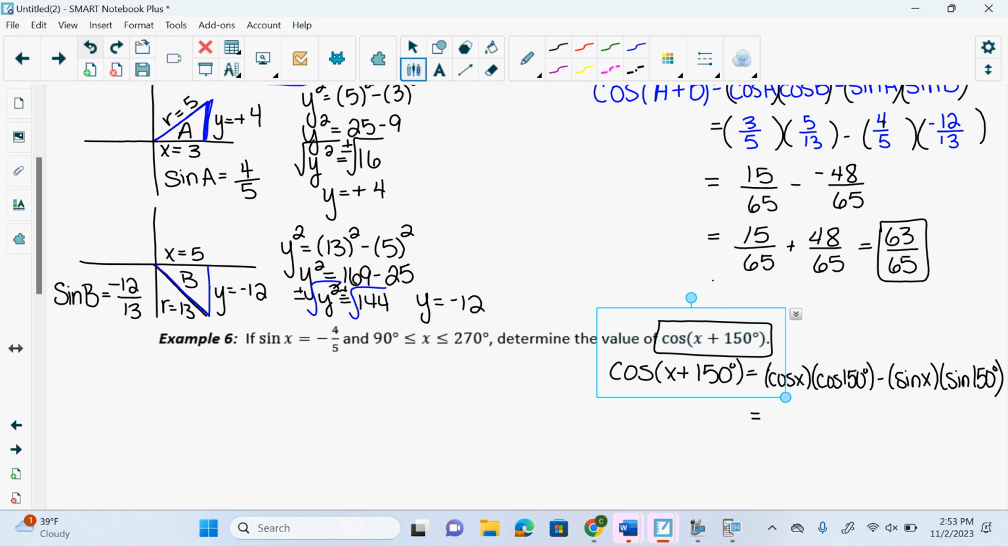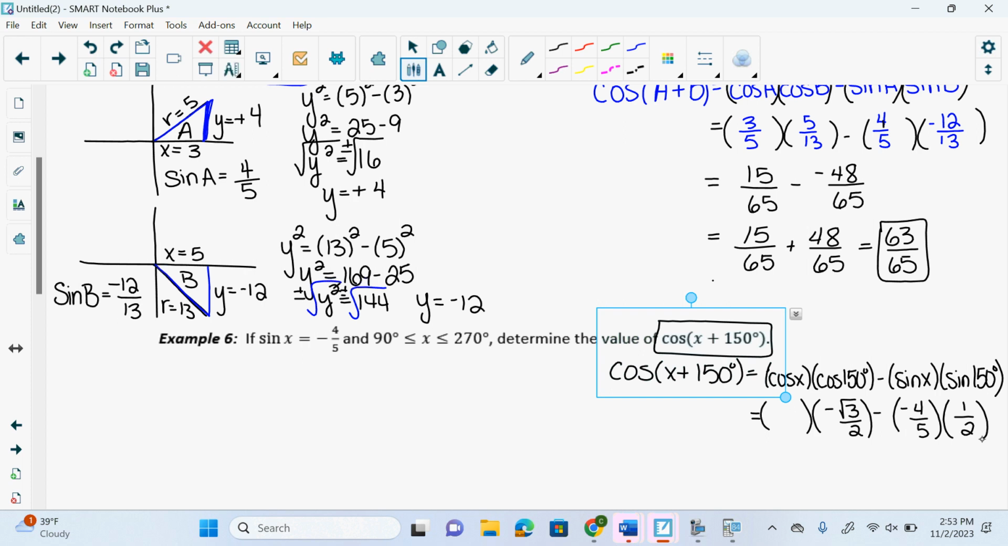So cos of x is the one that's going to sit here. All right, please. What's cos 150? Negative root 3 over 2. Minus sine of x is negative 1/4. Sine of 150 is a half.